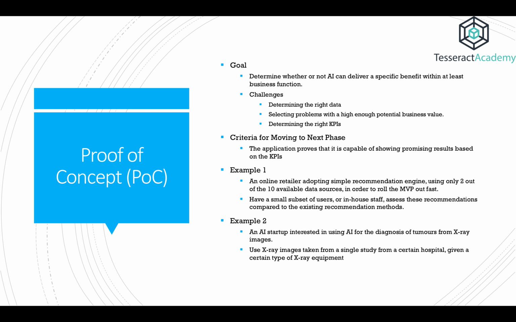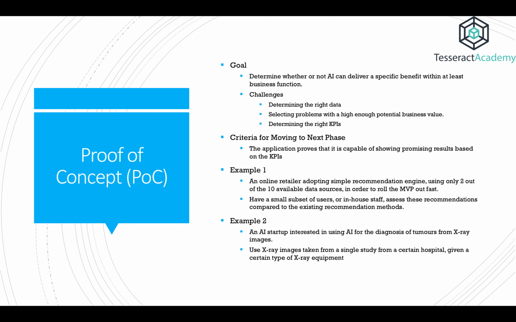As I mentioned, we're going to go through two examples. The first example is about an online retailer. Let's say that we're talking about a chain of stores selling consumer products, and a very useful service for online retailers is a recommender system. Every online retailer should have a recommender system, and a way to build a proof of concept is to use only a subset of the data sources available, simply to speed up the development, with a goal to roll out an MVP very fast.